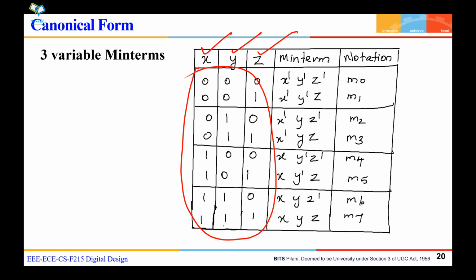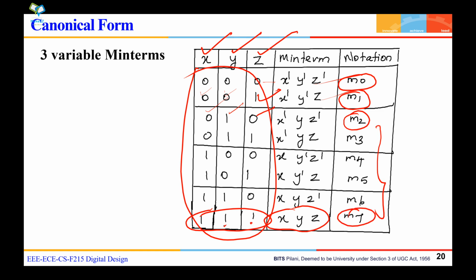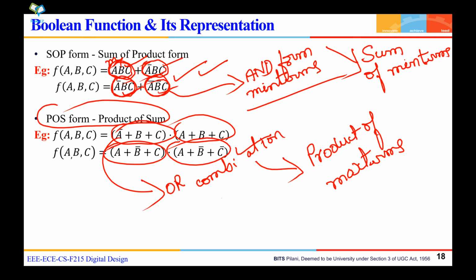Now for that, write the corresponding minterms. The minterm for 0 0 0 is x bar, y bar, z bar. That is minterm 0. For 0 0 1, it is x bar, y bar and z. This is minterm 1. Similarly, you have x bar, y, z bar, minterm 2. And so on, until 1 1 1, it is x, y, z, and minterm 7.